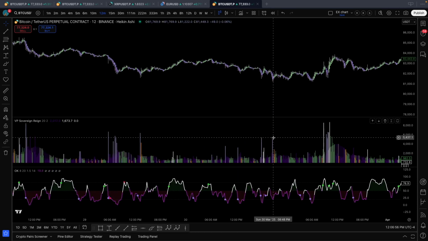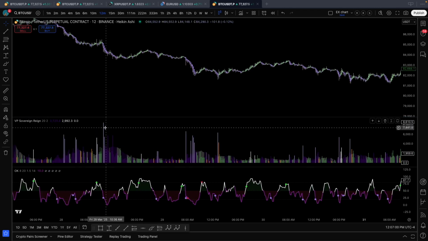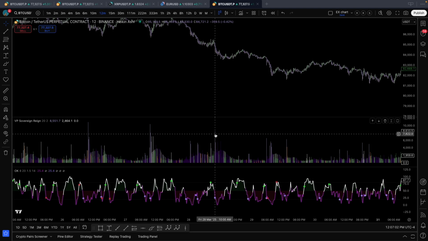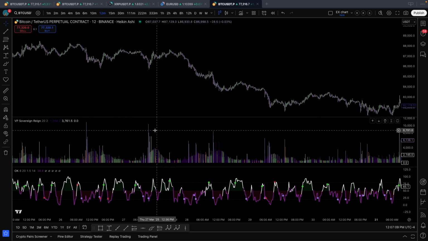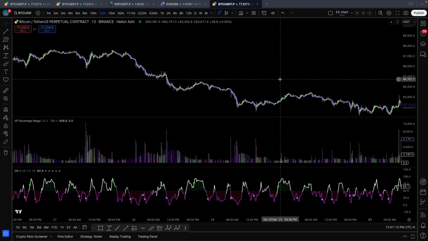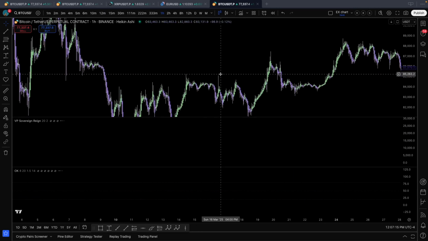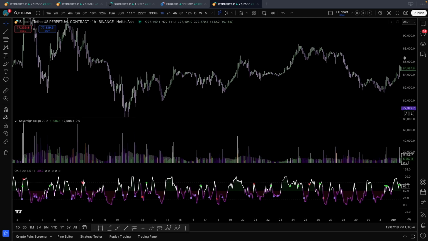And every spike is not a trade. We're looking for the real abnormal spikes. Like that was continuation. The abnormal spikes tell you what's going on. And it definitely makes more sense on the higher time frame to get a sense of things.